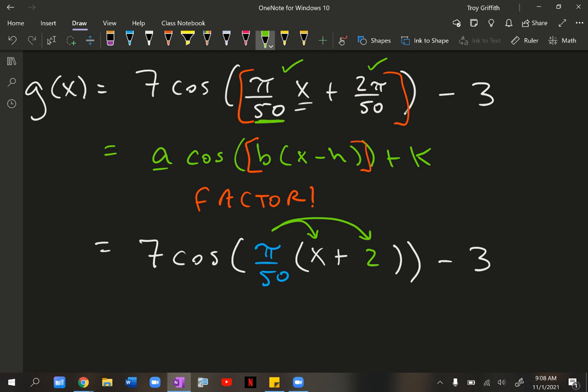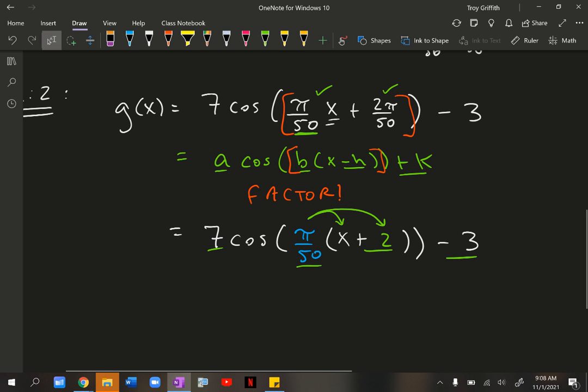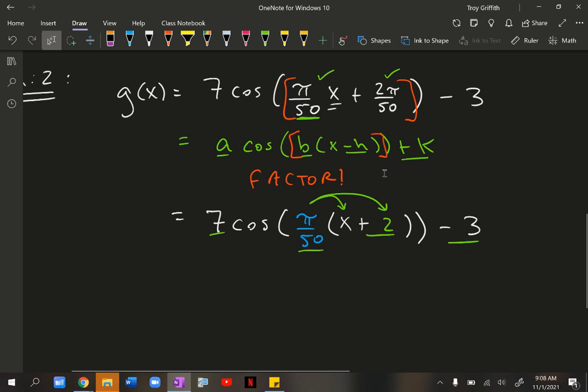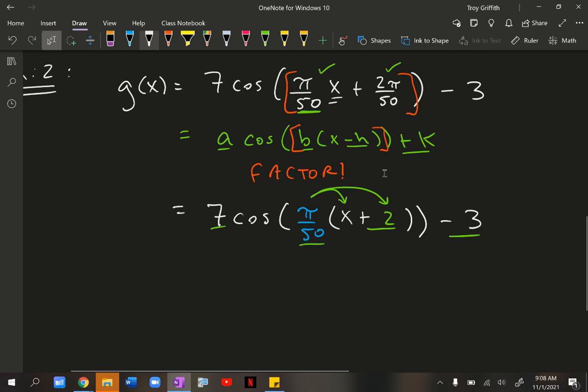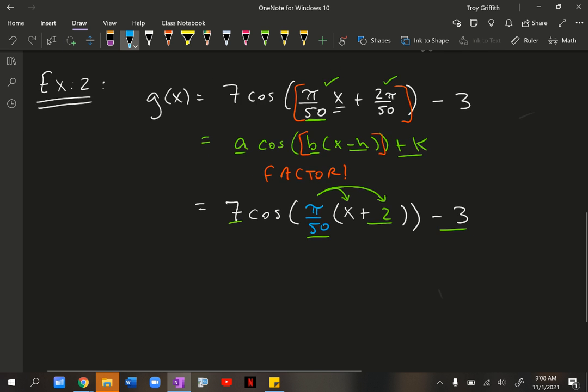This matches up perfectly. Here's my a, here's my b value. Here's my minus h, except in this case it's a plus. We'll talk about what that means in a second. And then I've got my k value down here at the end. And now we can answer a ton of different questions about this particular graph. So let's go ahead and label some stuff first.